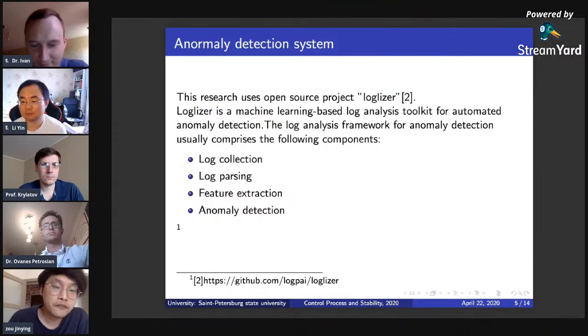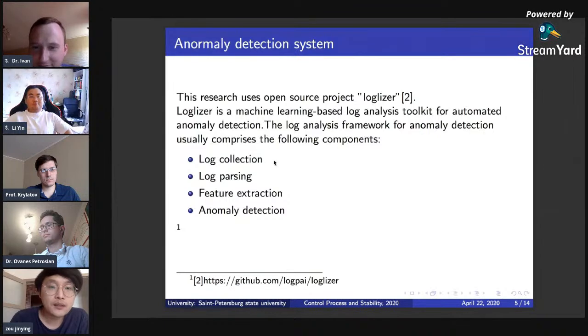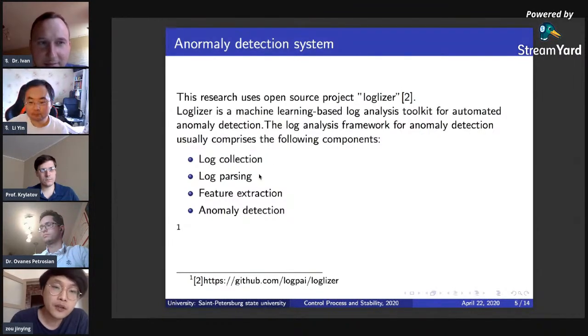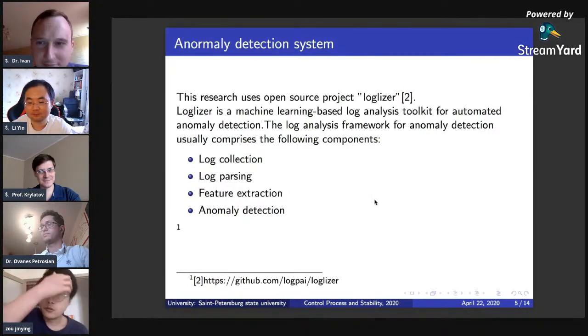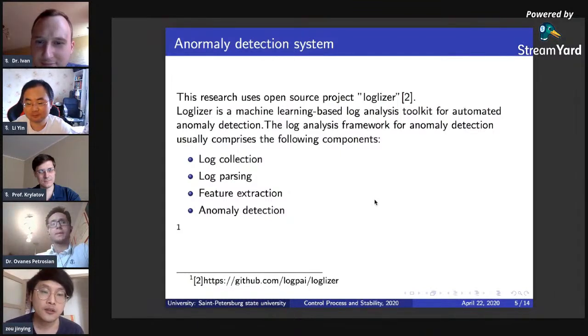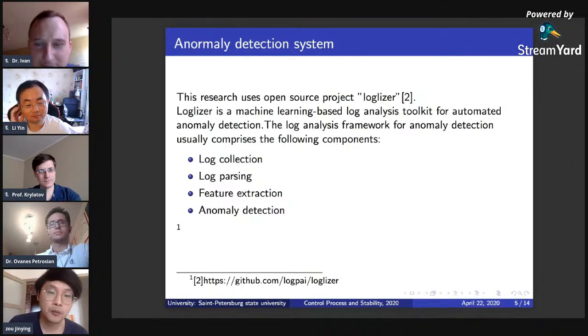You could see here we have 4 parts. First is log collection and log parsing. For these 2 parts, the system acquires information from the computer, but this information is usually raw values and hard to understand. So in these 2 parts, we transform the values into specified values, for example, events. The next step is feature extraction. If we only have a description of the events, we also need to find the features among these events so that we can continue to do the detection. Our main work focuses on the last part, anomaly detection.